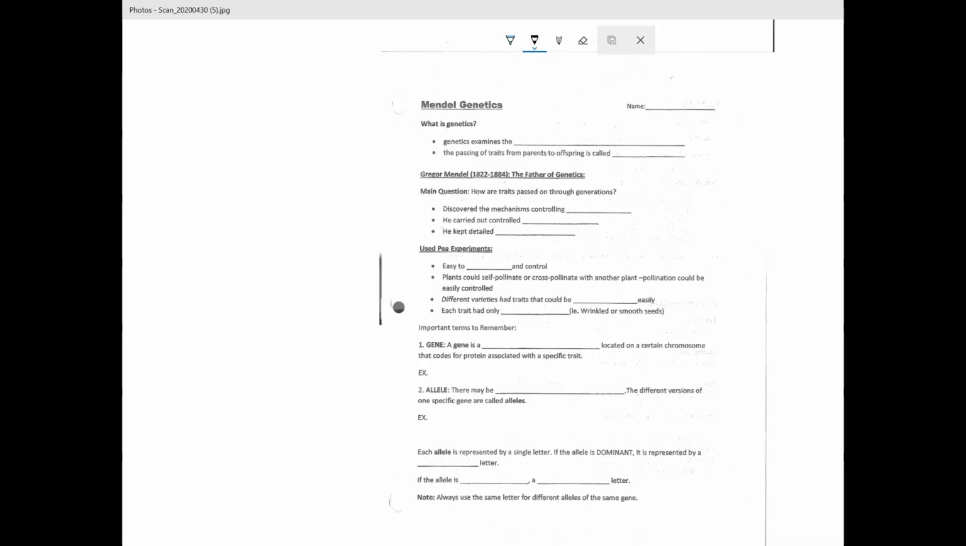So, what is genetics? Basically, genetics examines the inheritance of biological traits.